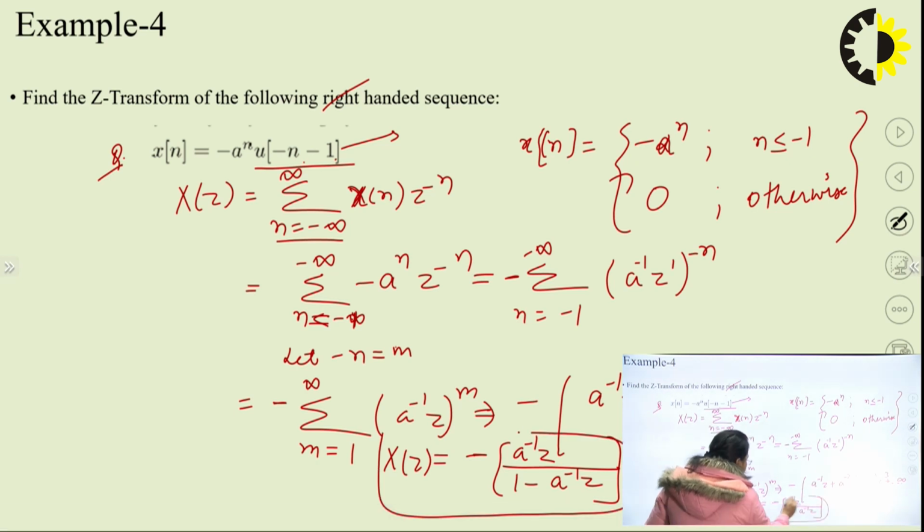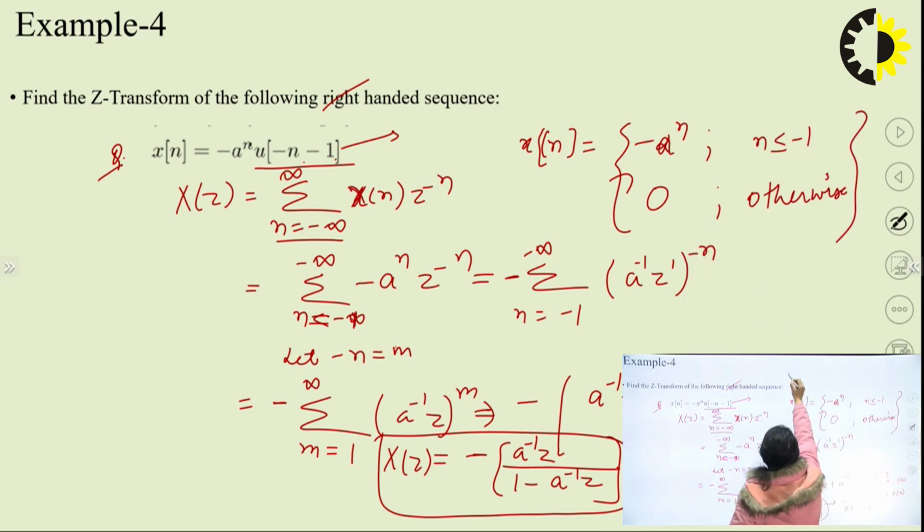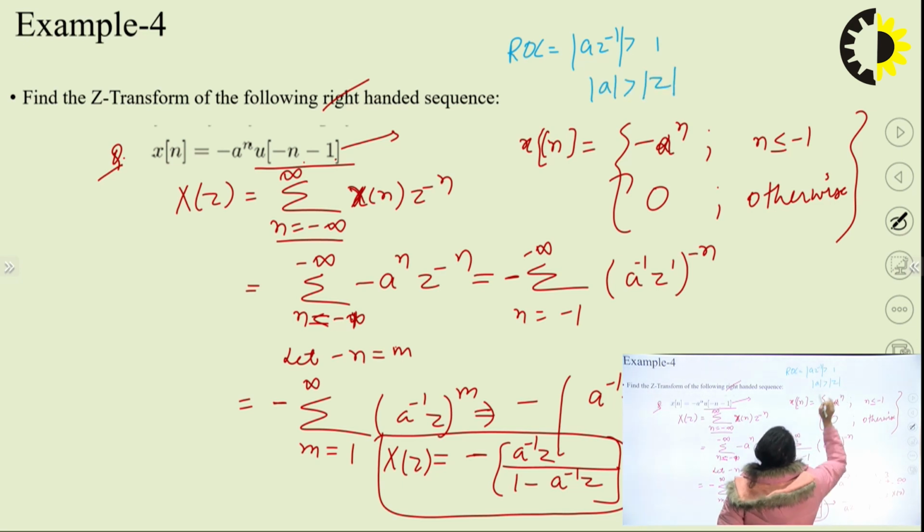Now to find the ROC, I can convert it. When I take a^-1 z common, we get 1 upon (a z^-1 minus 1), with the minus sign, as the value of X(z), which is 1 upon az^-1 terms. Now for the ROC, |az^-1| must be greater than 1, that means the mod of a must be greater than the mod of z.